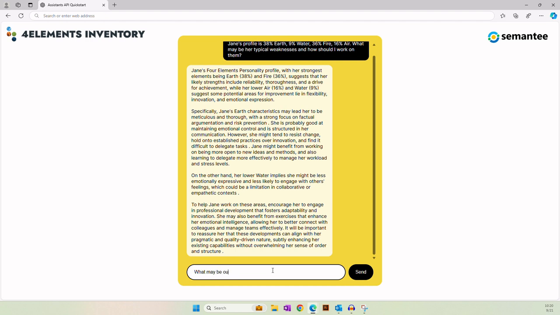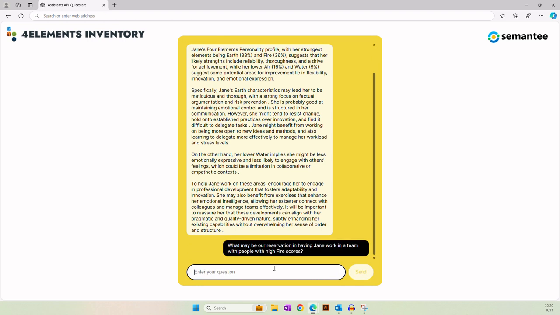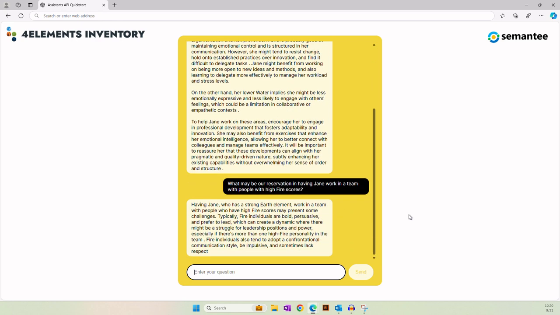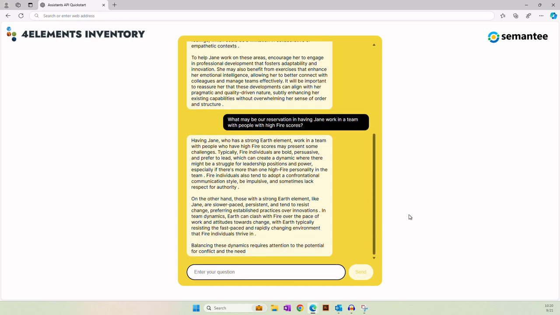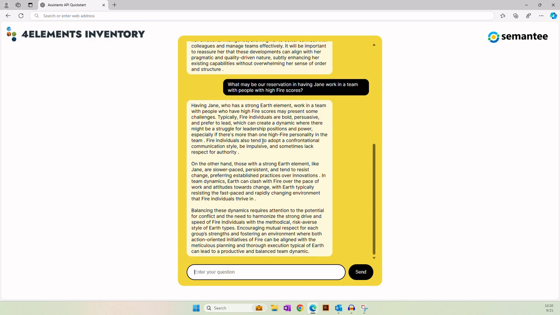What may be our reservation in having Jane work in a team with people with high fire scores? So you can ask these hypothetical scenarios. Again, in a production setting, we would also have the results of her other team members, so we can ask more specific questions. But here, the system tells us that Jane has a very strong earth element, so she may have some challenges working with individuals with high fire scores, because those typically tend to be bold, persuasive leaders.